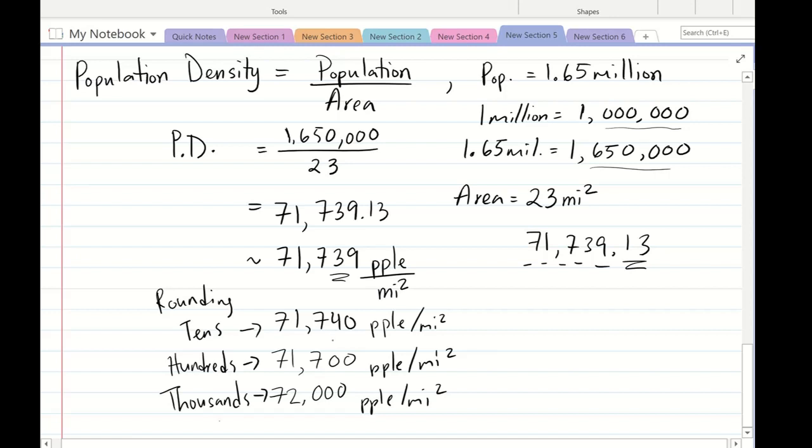Again, tens, this becomes a 40 because you look at your tens place, that's a 3, and the number next to it is a 9, so since 9 is greater than 5, it becomes a 4. When you're looking at the hundreds place, you look at the number next to it, which is a 3, so that means the 7 stays the same, and everything else is zeros. If you look at the thousands, you look at your 1 and the number next to it is a 7, so that means this bumps up to a 2, so that's how you get 72,000.